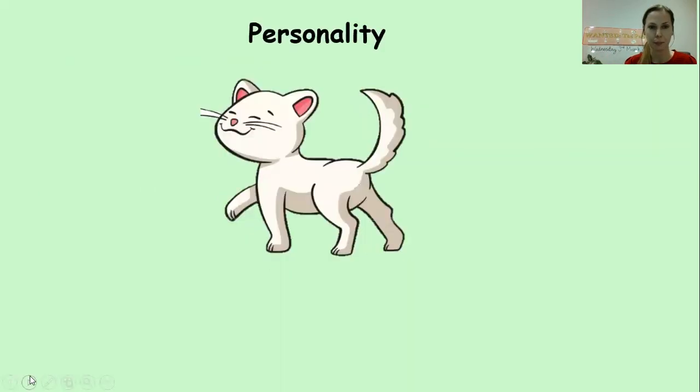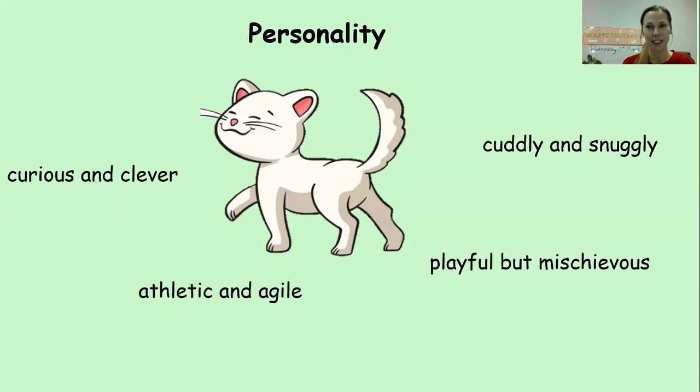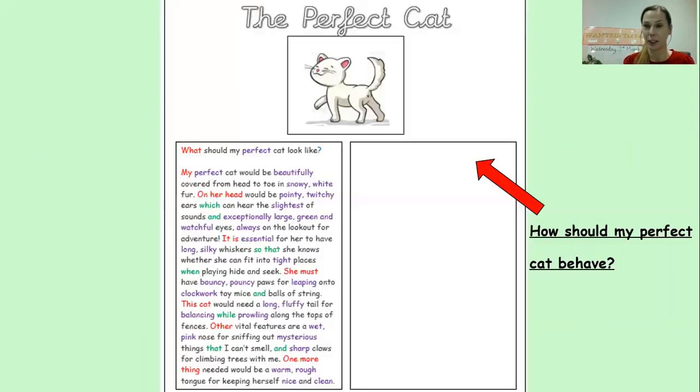Okay. So remember, we're looking at the personality of the cat today. That means what the cat is like or what the cat can do. So I'm going to show you all the words I collected on Monday to do with the cat's personality. So I used curious and clever, athletic and agile, playful but mischievous, cuddly and snuggly. So you'll see all of those in my work today.